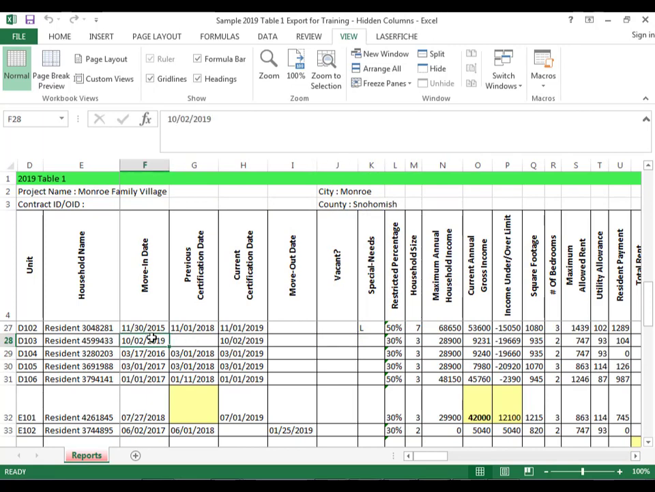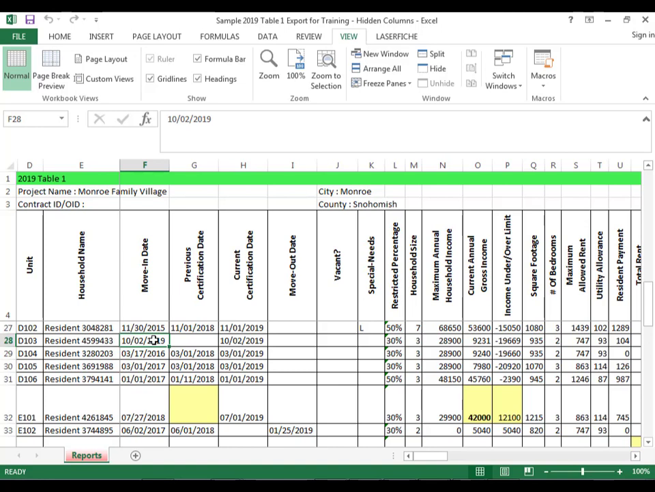So this household or this unit either was vacant from the beginning of the year until October, which would require an explanation, and for the commission would require an extended vacancy rent ready report. Or it's possible that a resident moved in January, moved out in June, and just didn't get put into the system. It's a little tricky to go back now and put them into the system, but it's not impossible.